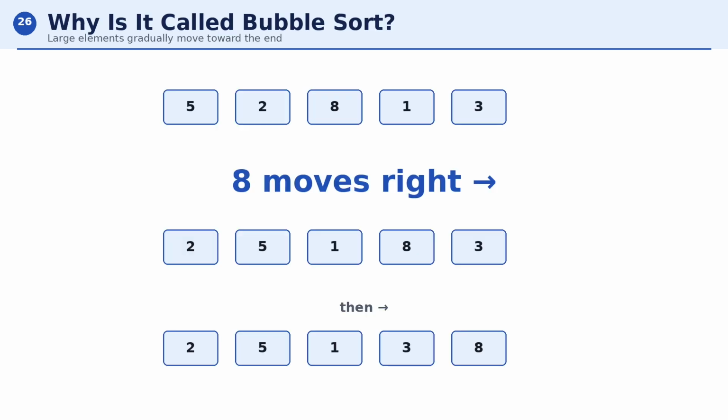Here is a common interview or conceptual question: why is it called bubble sort? The reason is the way larger elements move toward the end of the array. Remember our example, the value 8 started here, 52813 was our array. During the comparisons, 8 moves past 1, then it moves past 3. Eventually, it reaches the last position. So the larger elements appear to bubble toward the end. That's where the name bubble sort comes from.